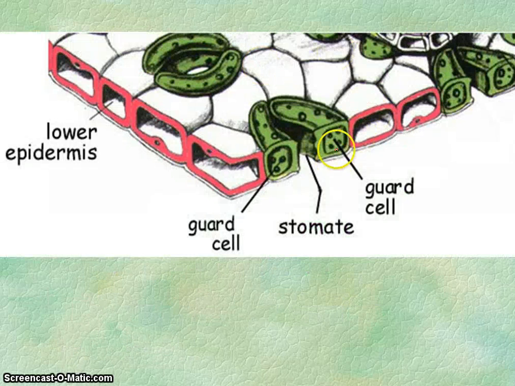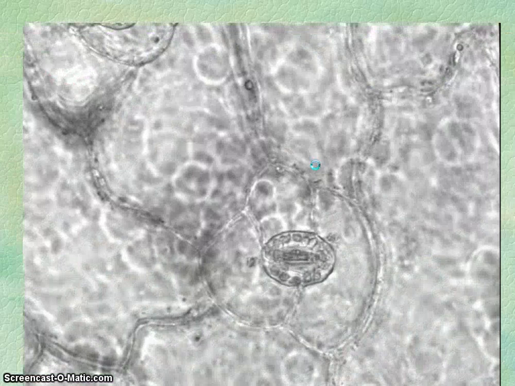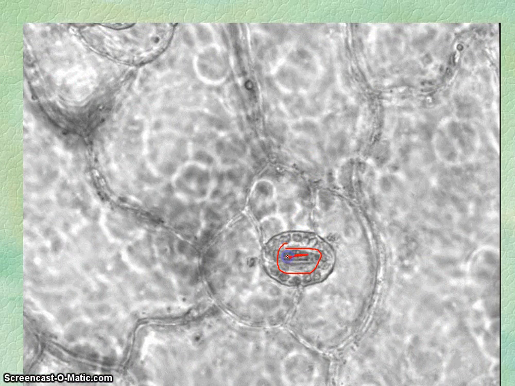Okay, so just showing you the guard cells and the stoma. Now, when this is open, water can leave, but carbon dioxide can get in, which is very necessary for photosynthesis. And this is the guard cells, and this is the stoma.